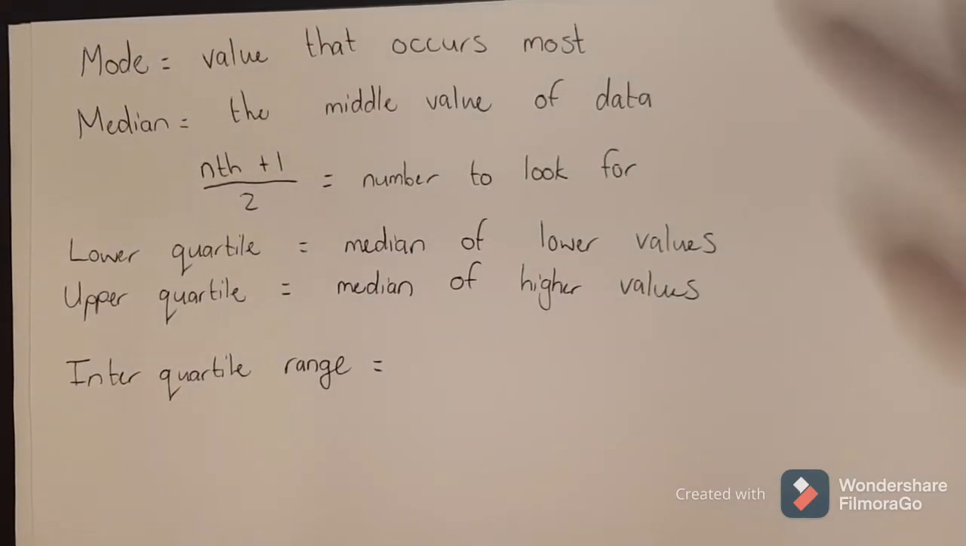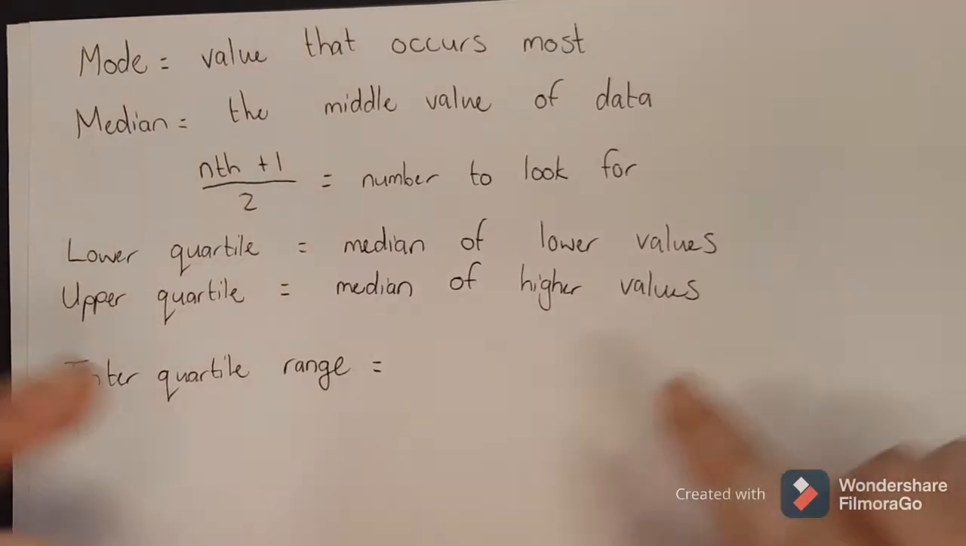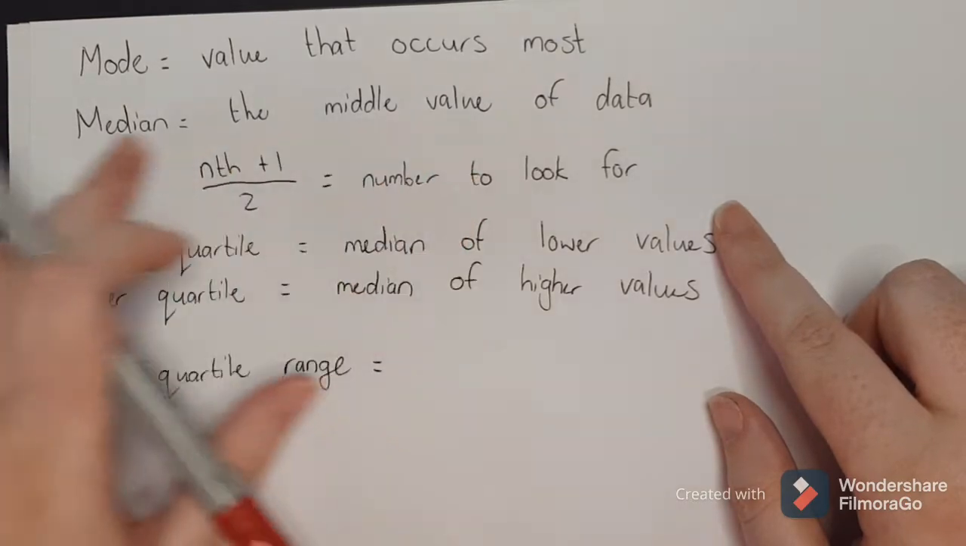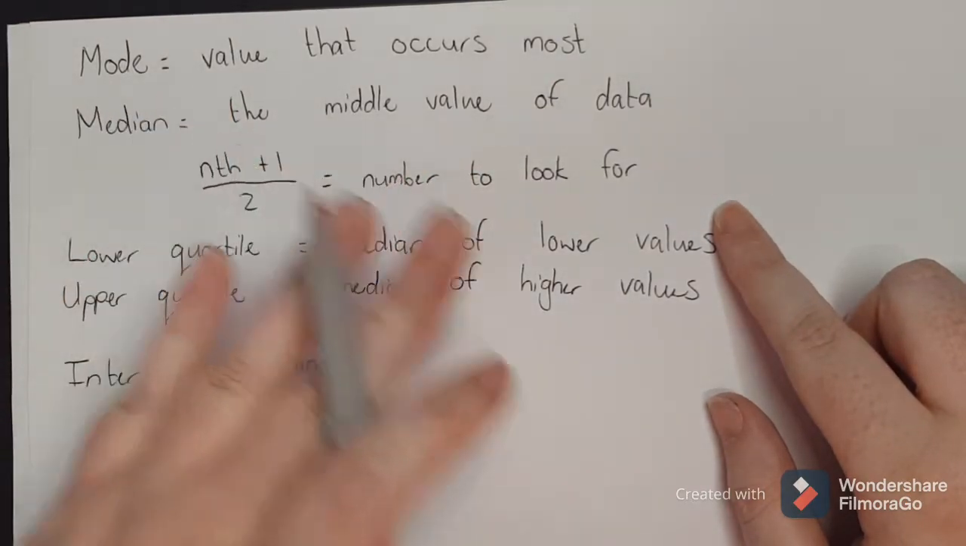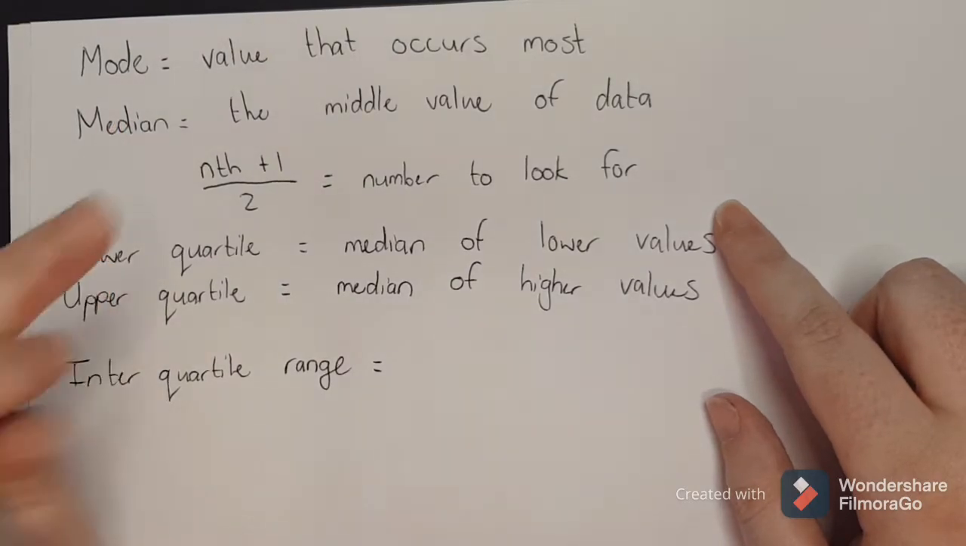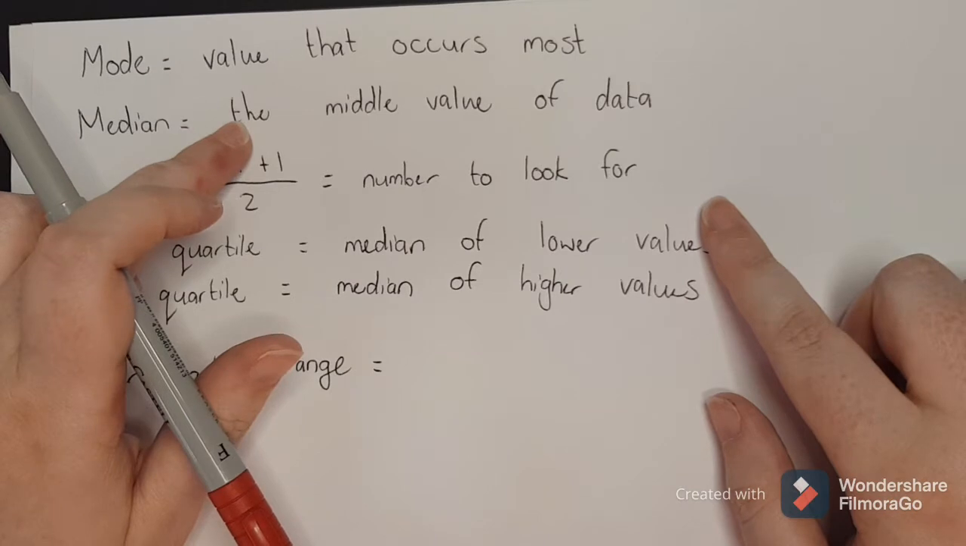So all we have to do is look through all the numbers that we're given, and find the one that comes up the most amount of times, and that's the mode. The median is the middle value of our data. In order to find the median, all of our data always has to be in numerical order, from the lowest to the highest, and then we find the middle value.